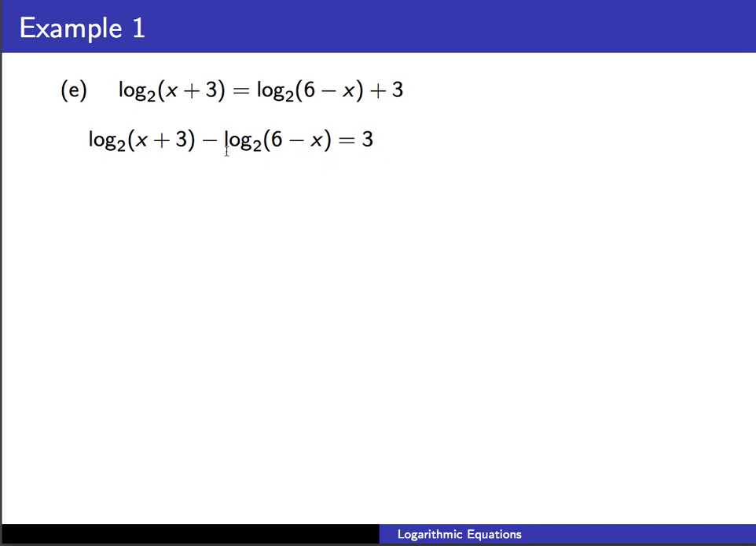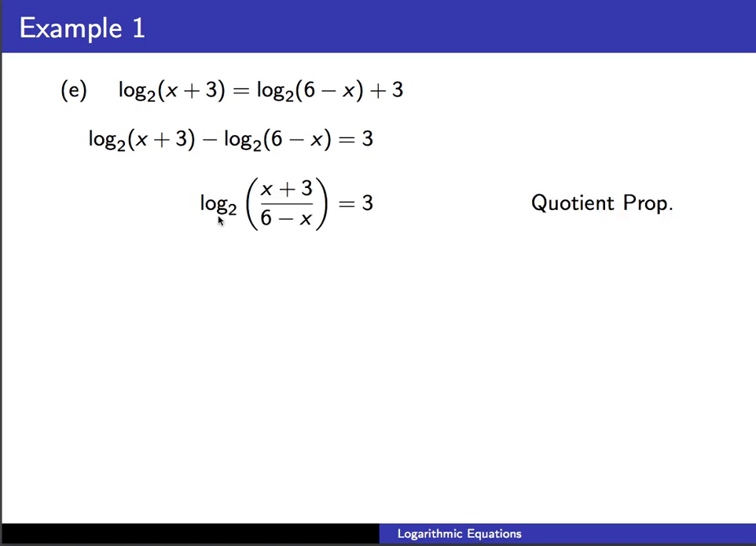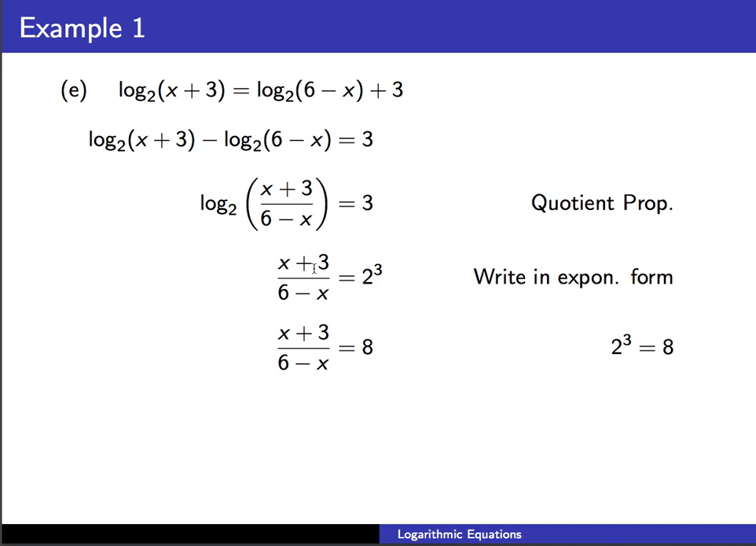And on the left, we're subtracting logarithms with like bases, so we can use the quotient property to condense them. So rewriting the left-hand side, we get log base 2 of the expression x plus 3 all over 6 minus x still equals 3. And now we have a single logarithm on the left and a number on the right. We can rewrite this in exponential form as 2 to the third power equals x plus 3 over 6 minus x. 2 to the third power is 8, so we have x plus 3 over 6 minus x equals 8.